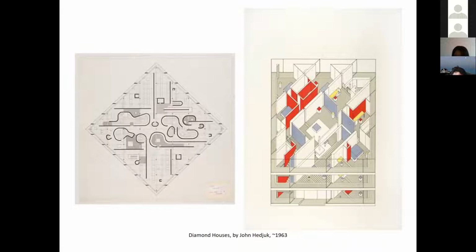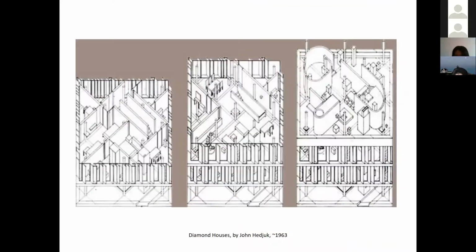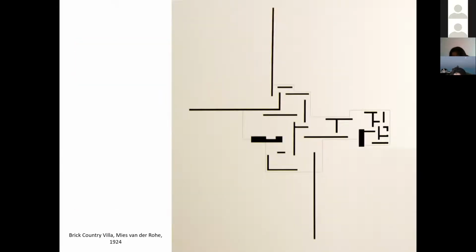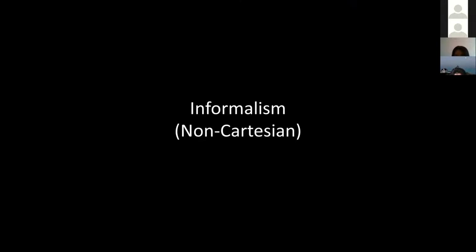And then, of course, pushing this language, you have Zaha Hadid's Diamond House and Mies van der Rohe. So from here onwards, the diagonal and the asymmetrical language start to appear, right? Whereas in classical times, more or less symmetrical. And then we go into a series of what I call informalism. The word is from a structural engineer called Cecil Balmond, where he tries to explore non-Cartesian structural form, right?